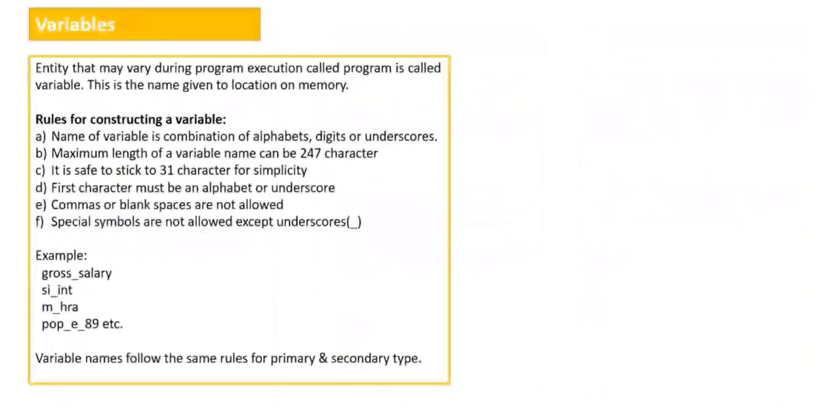Next is variables. Variables are entities that may vary during program execution. This is the name given to a location in memory. The rules for constructing a variable are: the name of a variable is a combination of alphabets, digits, or underscores. The maximum length of a variable name can be 247 characters. It is safe to stick to 31 characters for simplicity. The first character must be an alphabet or underscore, which means it should not start with a digit. Commas or blank spaces are not allowed. Special symbols are not allowed except underscore. You can see the examples: gross_salary, SI_int, M_HRA, POP_E_89, etc. The variable names follow the same rules for both primary as well as secondary types.